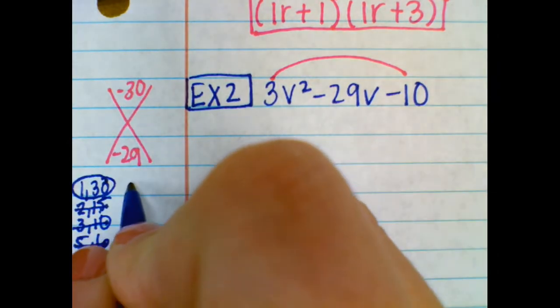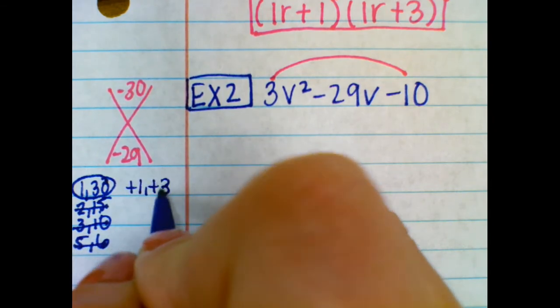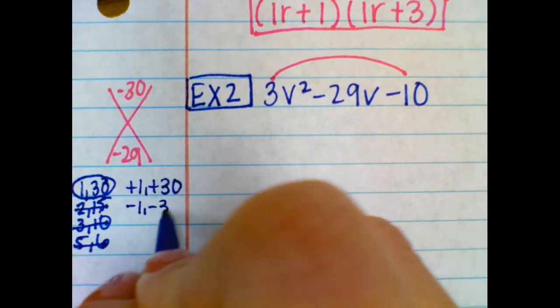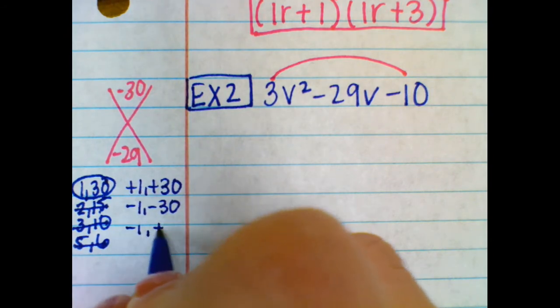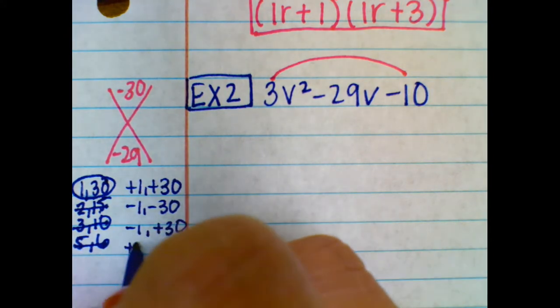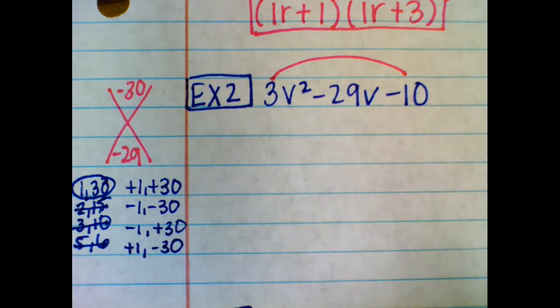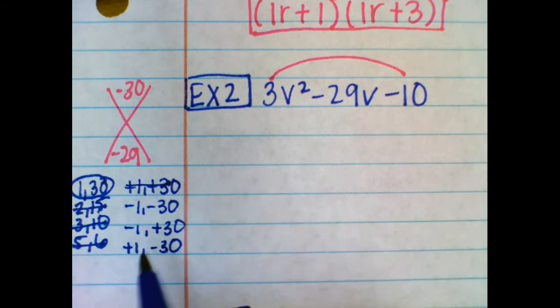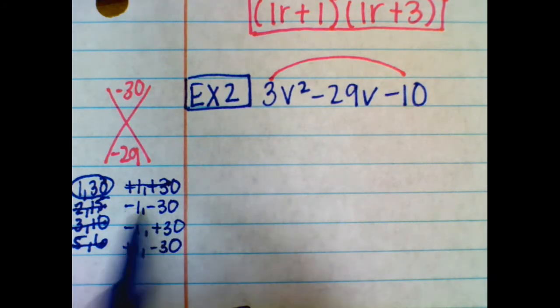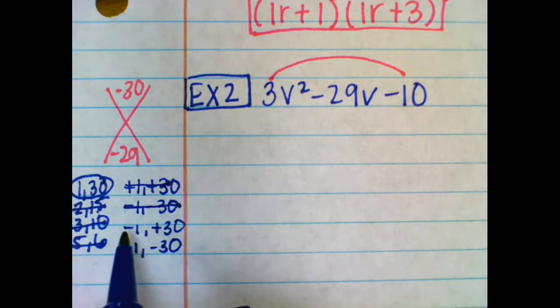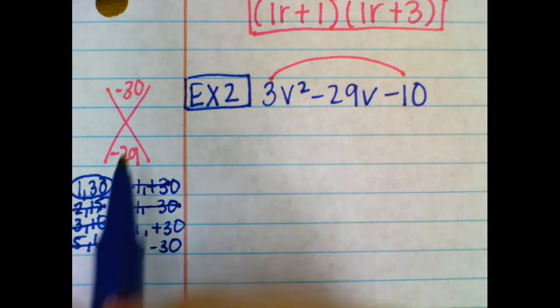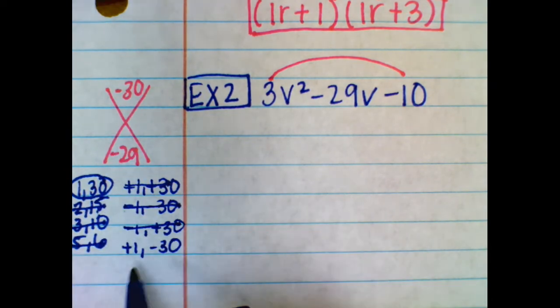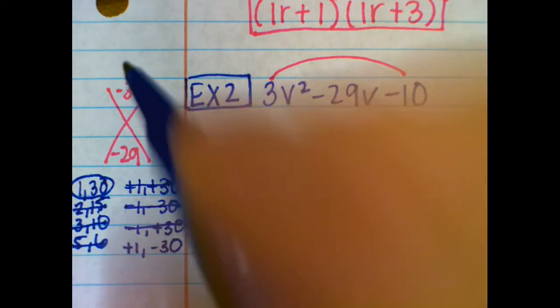So now I just do, okay, are they both positive? Are they both negative? Is this one positive and this one negative, or the opposite? And so you would check in your calculator. So if I do 1 plus 30, that doesn't get me 29. Negative 1 and negative 30 gets me negative 31. Negative 1 and positive 30 gets me positive 29, but I need negative. Positive 1 and negative 30, that's what gets me negative 29. So I have a 1 and I have a negative 30.